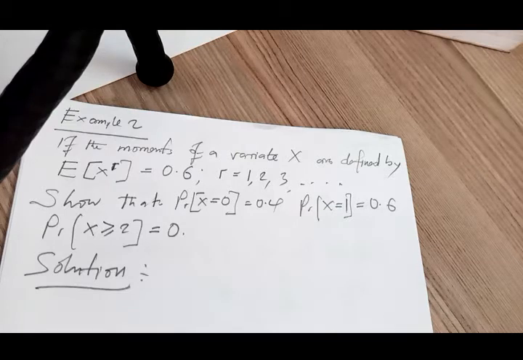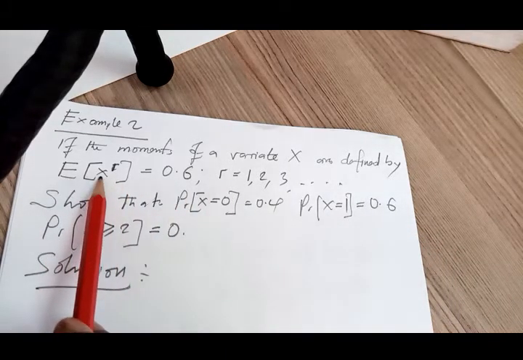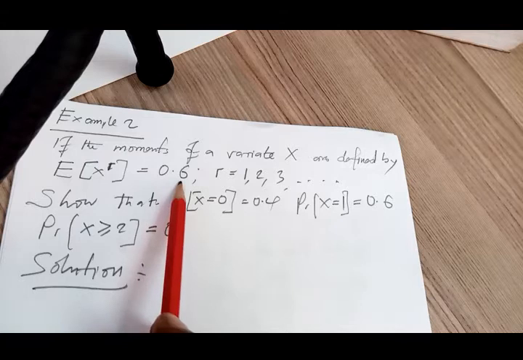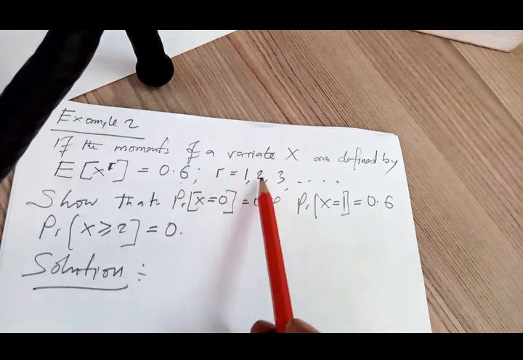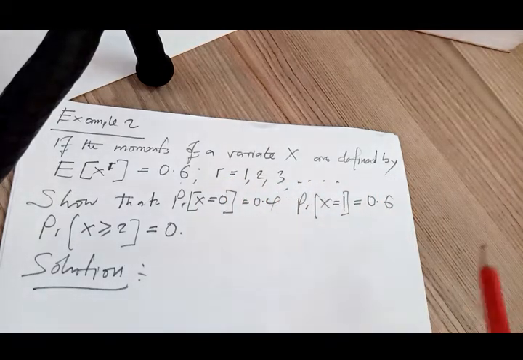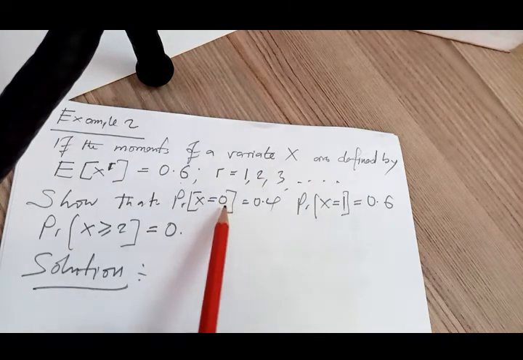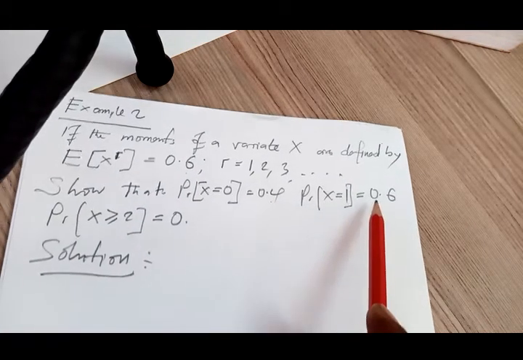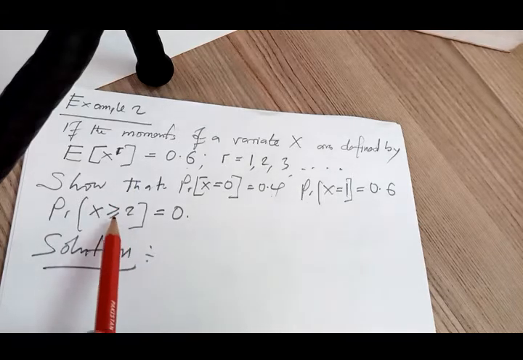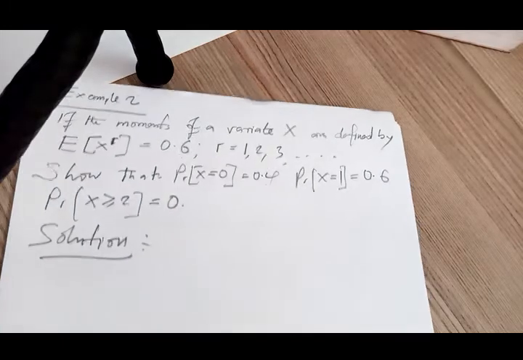Looking at this question, we are saying the moments of a variable x are defined by the expectation of x to the power r, equal to 0.6, where r takes the values 1, 2, 3 up to infinity. Then we want to show that the probability when x is equal to 0 is going to be 0.4, the probability when x is equal to 1 is 0.6, and the probability whenever x is from 2 going upwards is 0. So this is the problem that we have here.